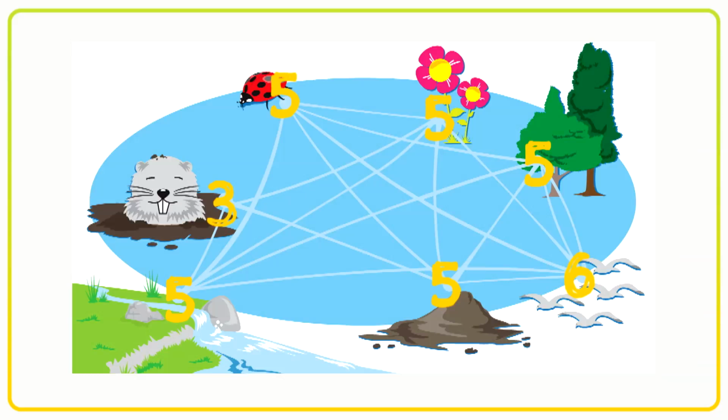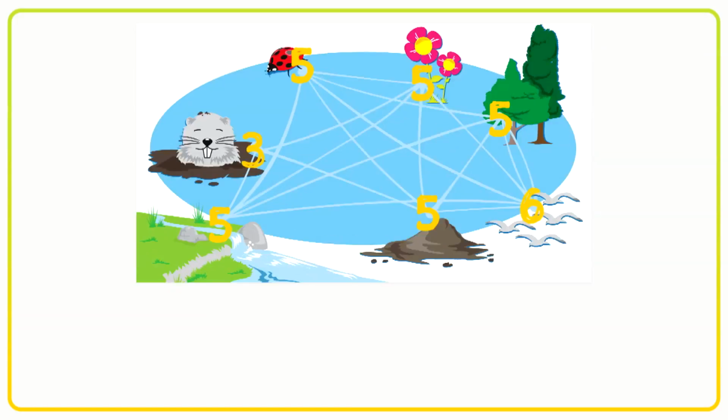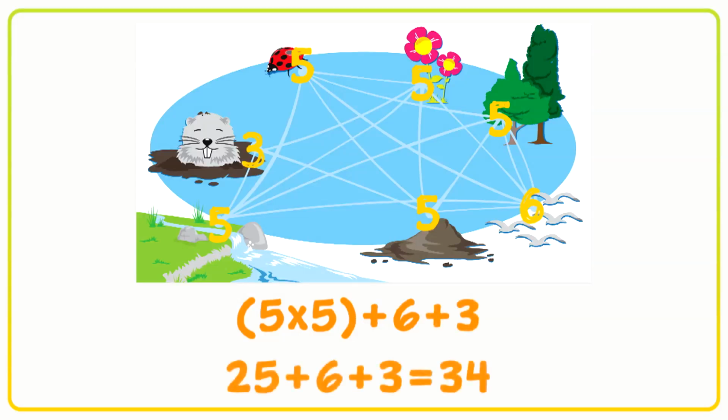In this web, ladybugs, flowers, trees, soil, and water each have 5 interactions. We can represent this by writing the numerical expression 5 times 5. Birds have 6 interactions, so we can add 6 to our numerical expression. Gophers have 3 interactions in this ecosystem, so we can also add 3. When we solve for this numerical expression, we find that this visual web represents 34 interactions that take place in this ecosystem.